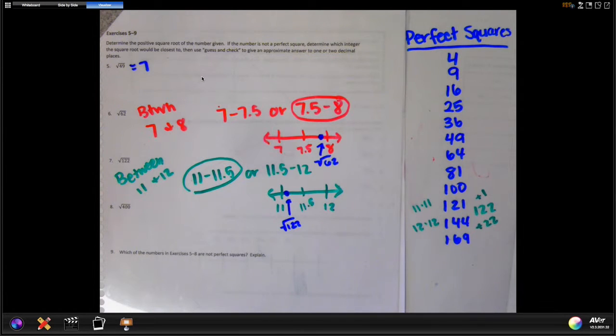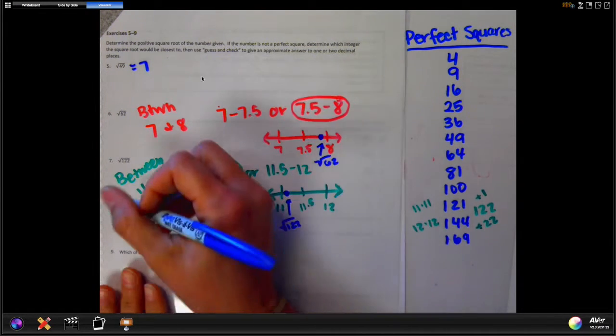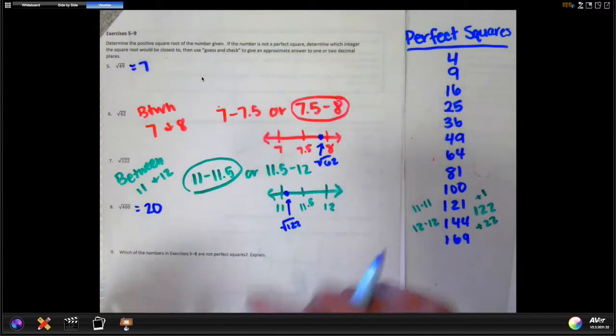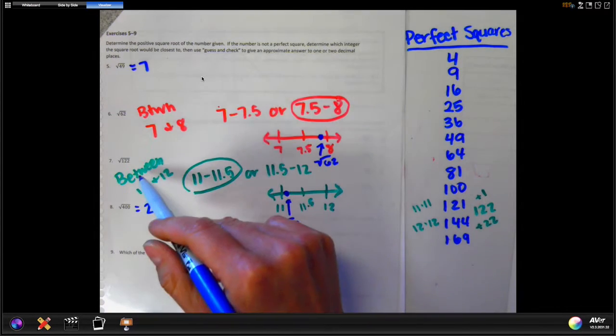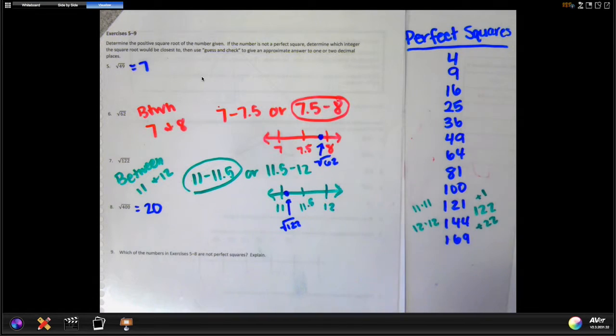Okay? And then, again, number 8, we'll just finish this up here. Square root of 400. Well, 2 times 2 is 4, so square root of 400 is going to be 20. And so sometimes we get these exact numbers, which make us feel much better about it. So which of these numbers in exercises 5 through 8 are not perfect squares? It's obvious. Those are 6 and 7. And the way you tell is when you go to multiply something by itself to get it, it's going to have to be a decimal.